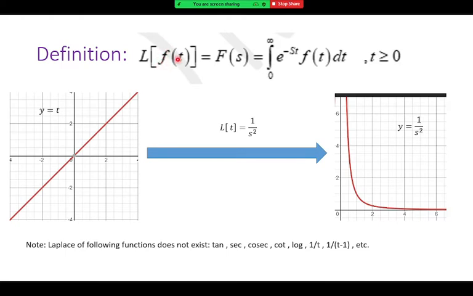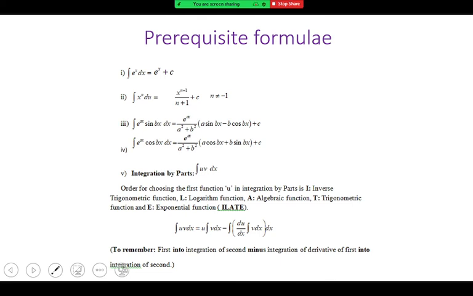So a function f of t becomes a function of s, but they are not the same f. They are not the same function. The function is completely changing. It is a transformation of one function to some other function. Got it? Yes, sir. Okay. So come to the next part. Now you will find some prerequisite formulas. You will have integral of e raised to x is e raised to x only.